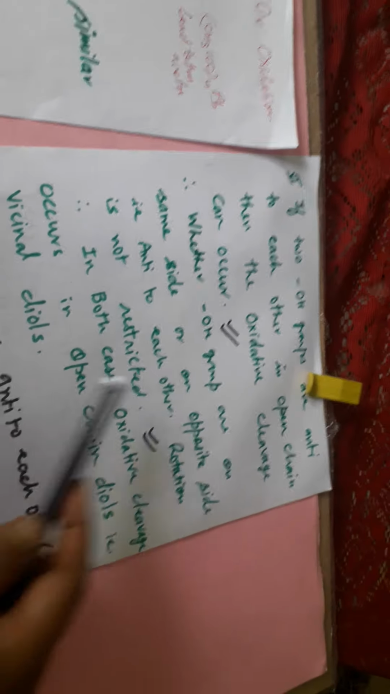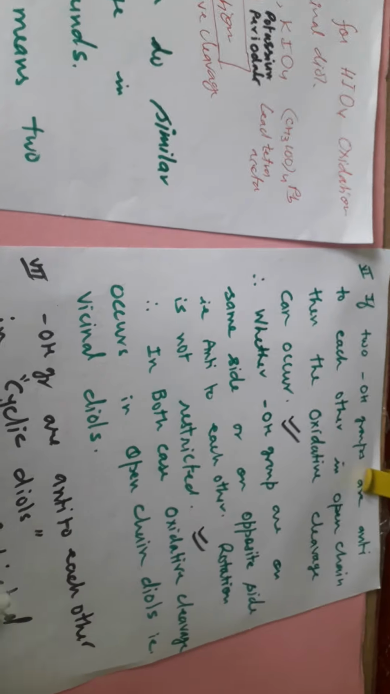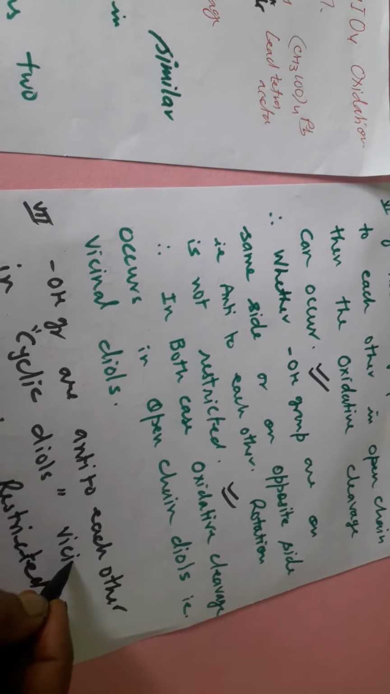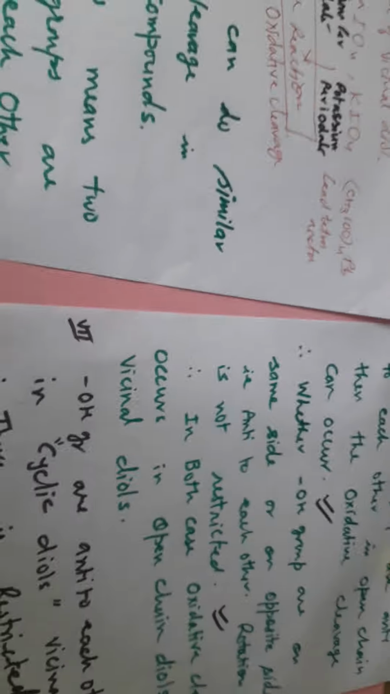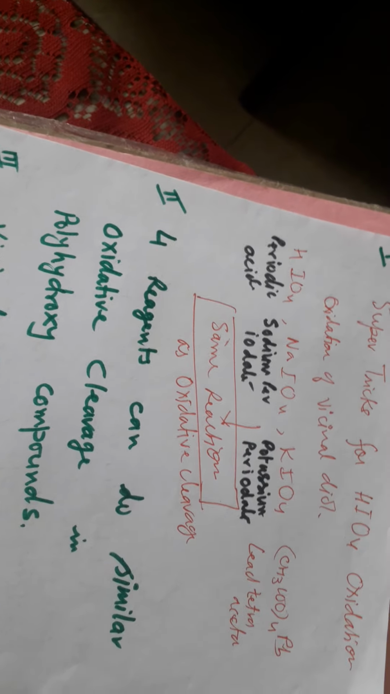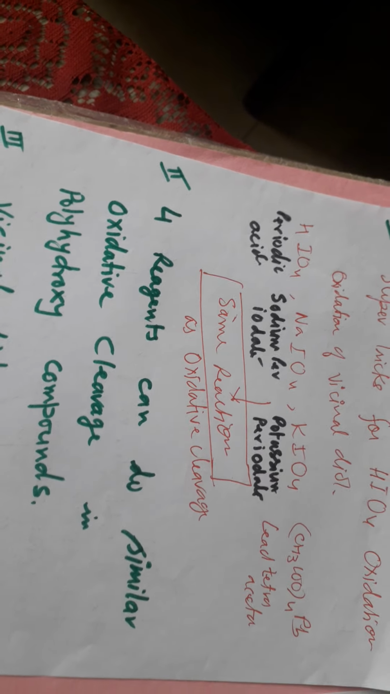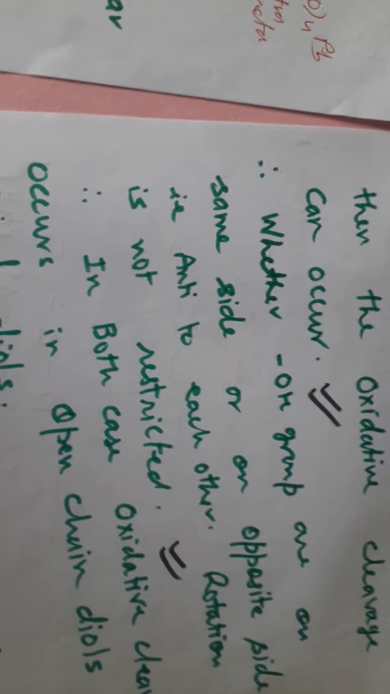Clear to you? So we are comparing open chain vicinal diol and cyclic diol. They are vicinal, but the OH groups are anti to each other, then there will be no reaction. Write down all these points. Hurry up. Good. Four reagents: HIO4, NaIO4, KIO4, lead tetraacetate. They will give oxidative cleavage. We are discussing vicinal diols. Here I have given you open chain as well as closed chain.